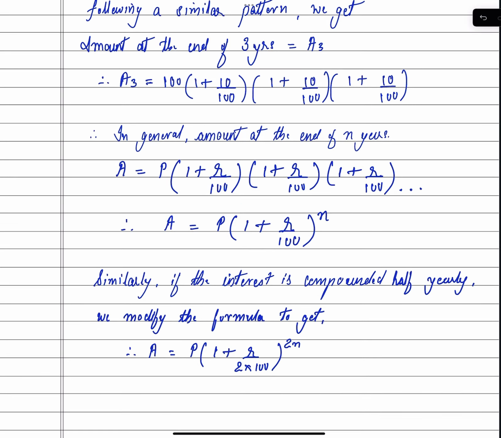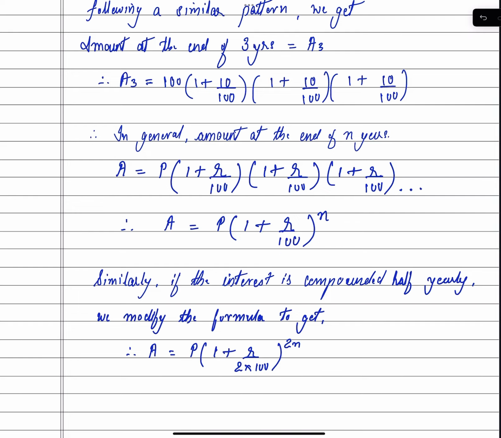So in general, if we wanted to generalize for n, this much is growth over a period of 1 year. When we talk about this much, it is a growth over a period of 2 years. When we talk about this much, it is growth over a period of 3 years. If we were to continue this for n number of years, the power here would become n. So my amount at the end of the n years will be P times 1 plus R over 100 the whole power n.